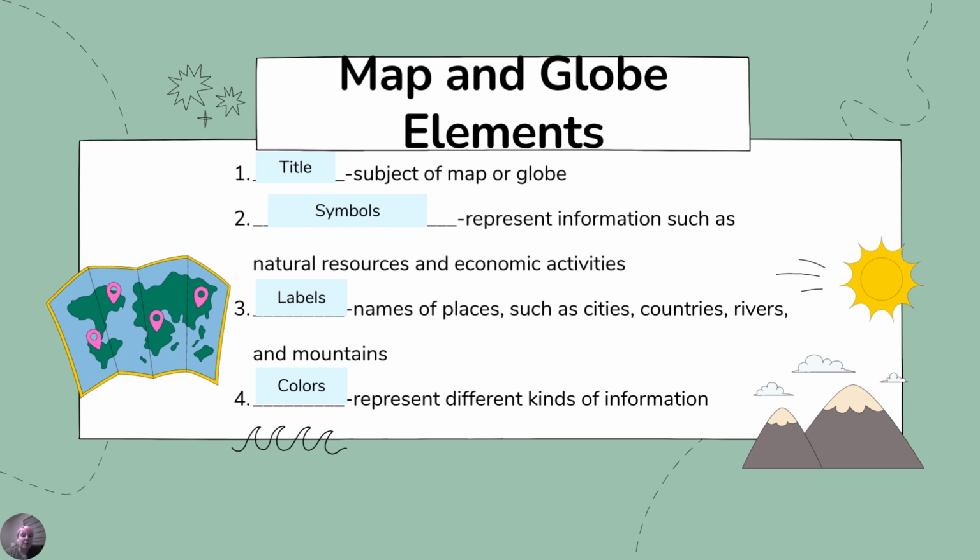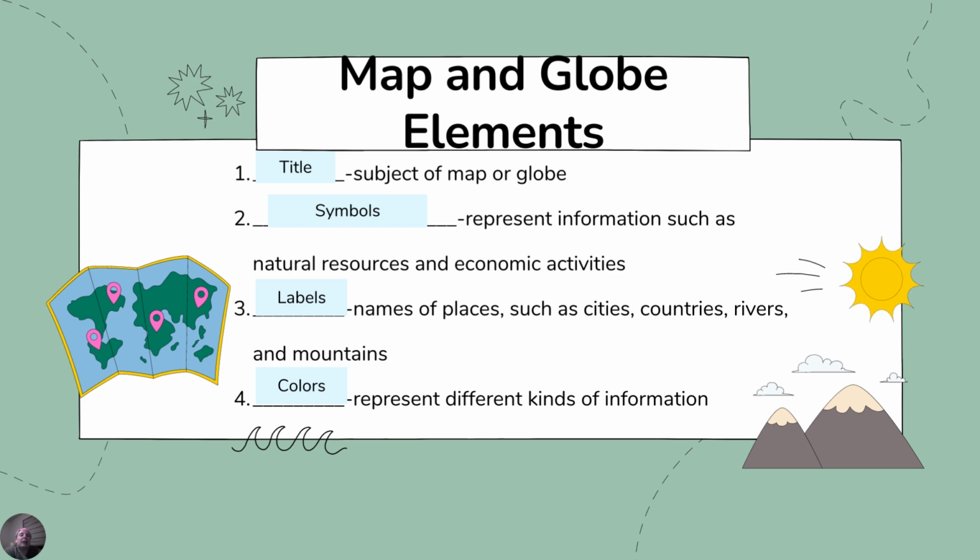The first element that we're going to look at is the title. So this is the subject of the map or globe. It's usually found at the top, usually in bigger font. And I think it's one of the easier things to remember because we see titles on lots of things. The second one you'll see there are symbols. So they represent information such as natural resources and economic activities.